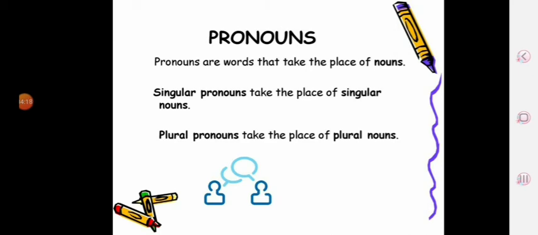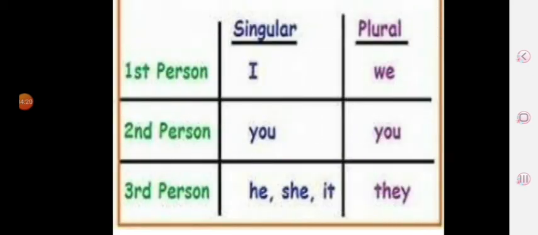Now next, here are some singular and plural pronouns. Like in the first person, if I am talking about myself, I'll use I. And if I am talking about me and some other person also, then I'll use we. You remains the same in the plural also, and he, she, it, that is the third person, will become they. Okay.